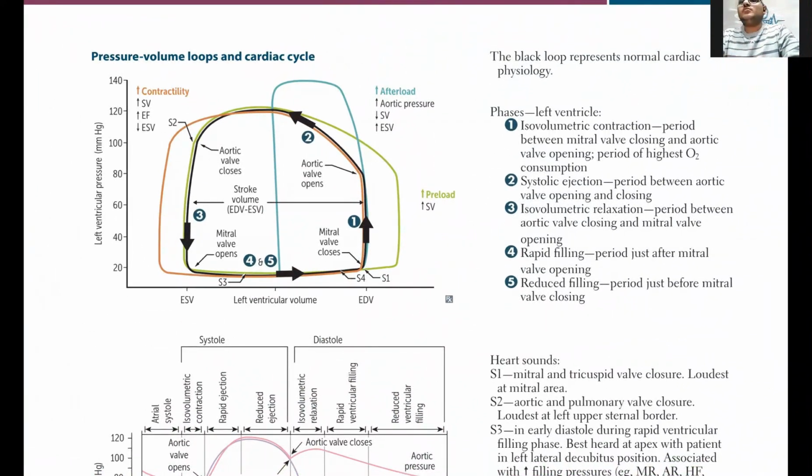What are the pressure-volume loops and the cardiac cycle? Okay, pressure-volume loops and the cardiac cycle. What will be the changes? Is that clear? So first of all, we will discuss what the phases are.